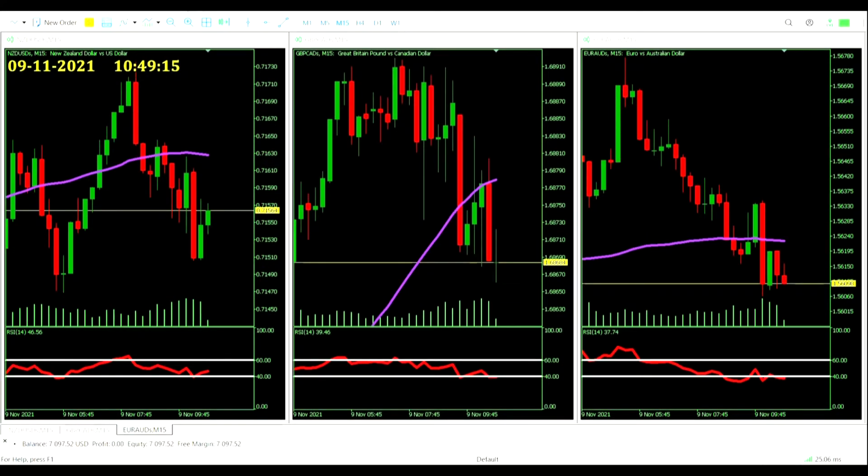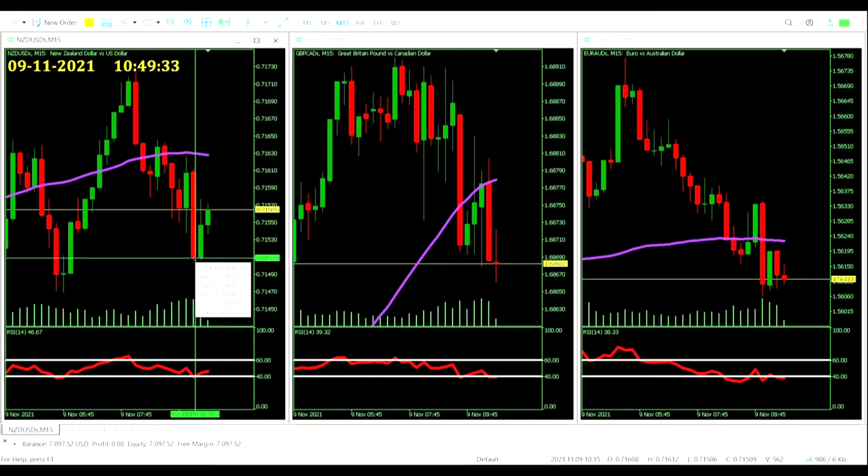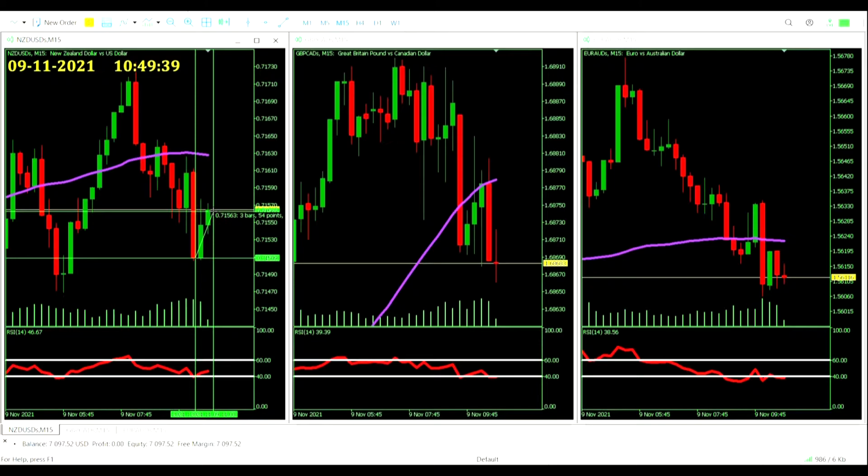It's 10 to 11, and we're back on the charts for part 2. Looks like there would have been some buy trades recently. New Zealand dollar, US dollar on the left, that would be quite nice. You get a move from there, or so far you begin to move from there.